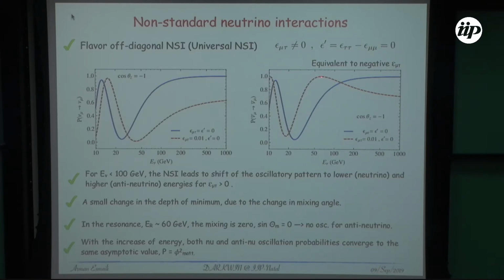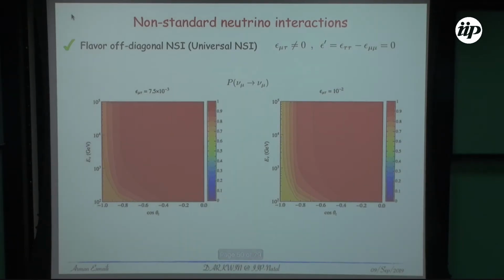So you can see that this is the resonance. Because of the resonance in the presence of the epsilon, the oscillation will be 0, which means that the survival probability will be equal to 1, which in the standard case is actually completely different from 1. So it's a very strong effect. You can look for this effect in the data.